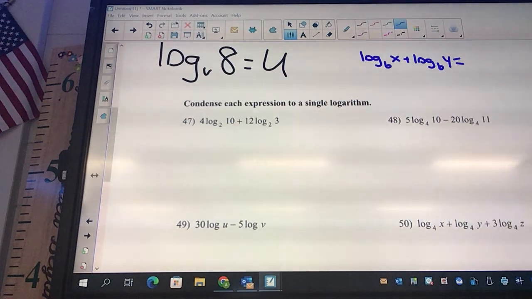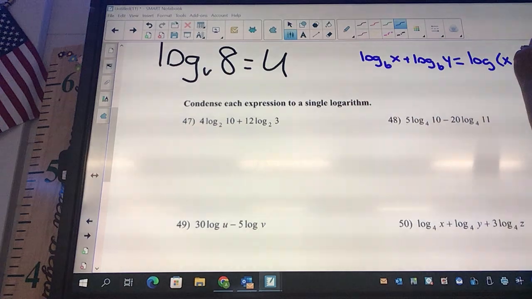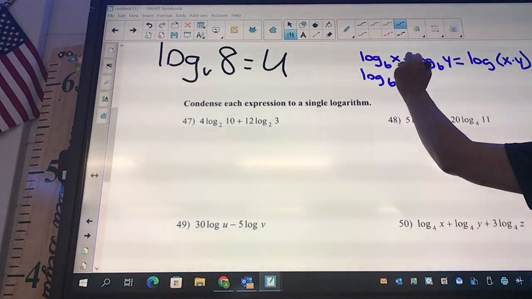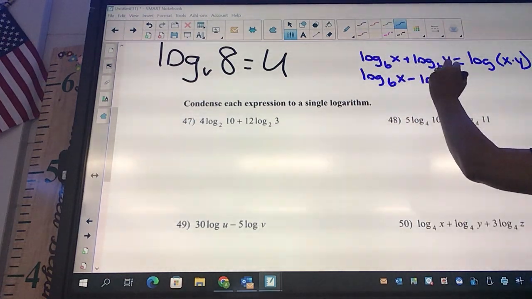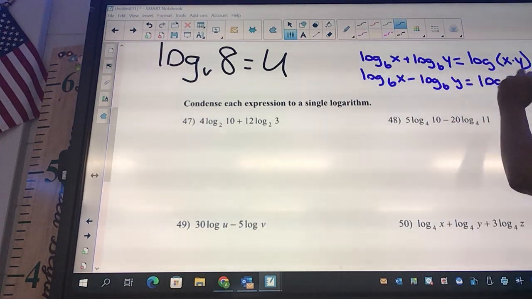Okay, so times goes with the plus. So it's going to look like this: log of x times y. Okay, for the minus, you say log of b to the x minus log of b to the y equals log of what?